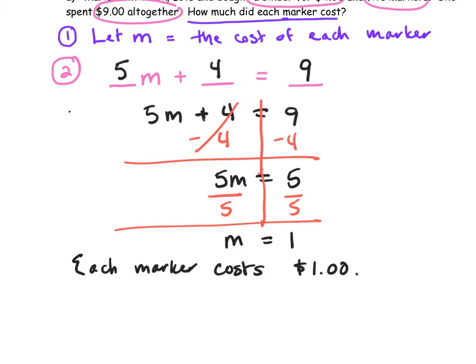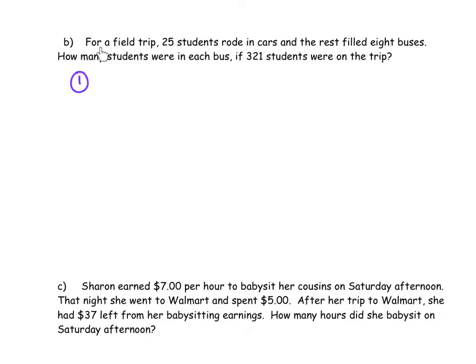So now let's go to problem number 2, and we're going to start this process one more time. For a field trip, 25 students rode in cars, and the rest filled 8 buses. How many students were in each bus if 320 students were on the trip? So our first step is to underline the question and then define a variable. So the question is, how many students were in each bus? So we're going to let B represent or equal the number of students on each bus.